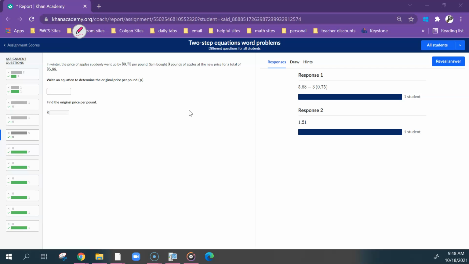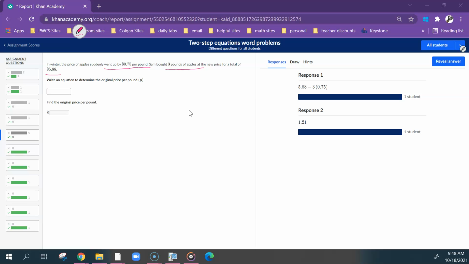Okay, so for this one, and I know this is a little small, but I'll read it. It says, in winter, the price of apples suddenly went up 75 cents per pound. Sam bought 3 pounds of apples at the new price for a total of $5.88. So we know it went up 75 cents per pound. He bought 3 pounds of apples. We know the new price is $5.88. So for this one, we need to write an equation. We need to find the original price.